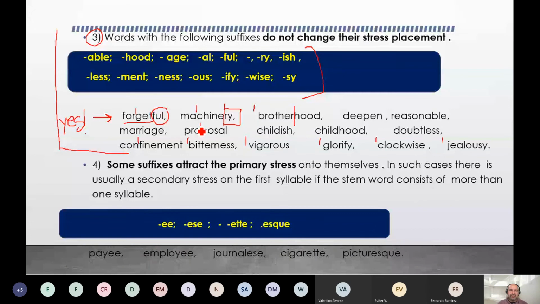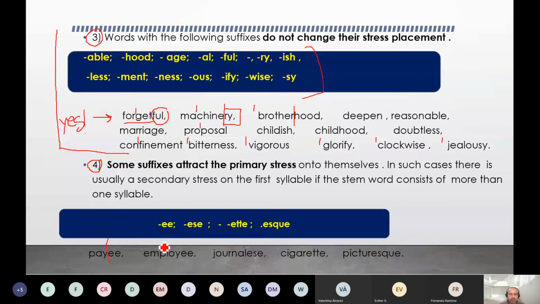And the last example. Some suffixes attract the primary stress onto themselves. They are like a magnet, right? Like a really, really jealous boyfriend or girlfriend, very possessive. So we have -ee, -ese, and -ette. So the first, that wasn't a very good example, right? Yeah, sorry. So pay, but the pronunciation of this one is payee.